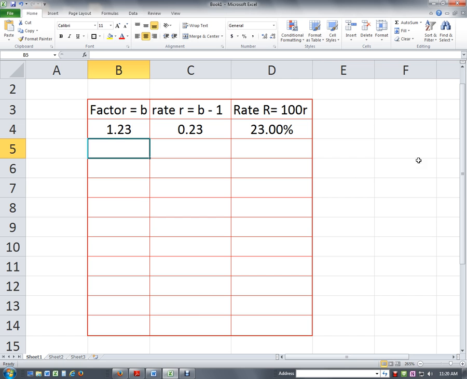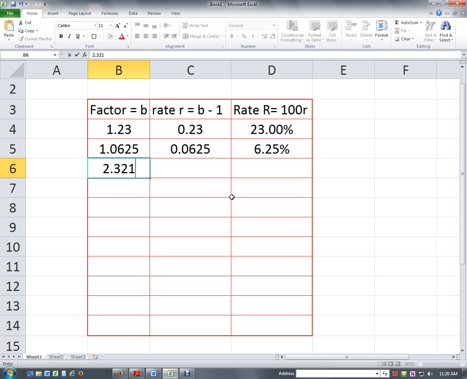Okay, so let's take some other factors real quick. So let's say you have 1.0625. Subtract 1, easy peasy, 0.0625. That's in decimal. Multiply by 100, move the decimal place over twice, 6.25. So if I have a factor of 1.0625, that's how much bigger it is than 1. I just subtracted 1 from it. Multiply it by 100.